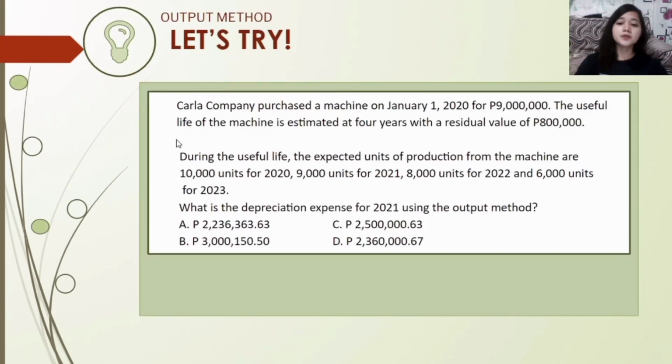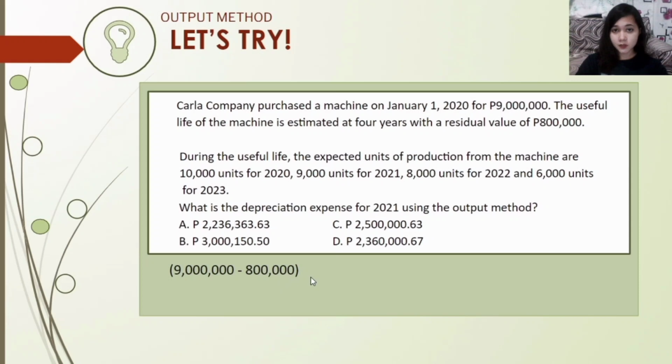Let's try this example. Carla Company purchased a machine on January 1, 2020 for 9 million. The useful life of the machine is estimated at 4 years with a residual value of 800,000. During the useful life, the expected units of production are 10,000 units for 2020, 9,000 units for 2021, 8,000 units for 2022, and 6,000 units for 2023. Question: what is the depreciation expense for 2021 using the output method?